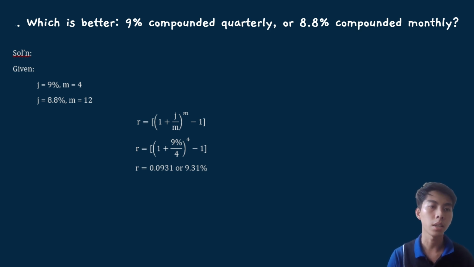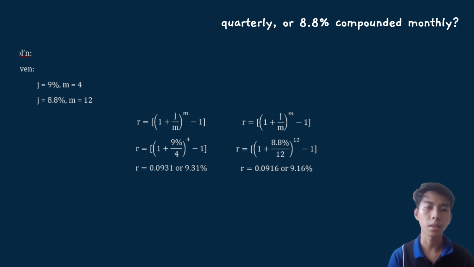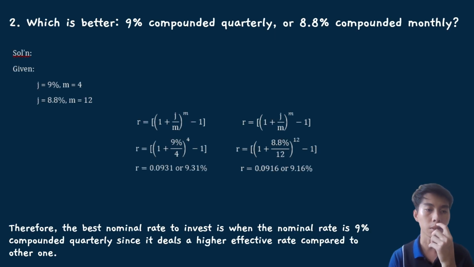So we have here when J is 8.8% nominal rate and M is 12, we get 0.0916 or 9.16%. As you can see, the better one is the highest effective rate. The highest effective rate is when the nominal rate is 9% compounded quarterly, or M is 4. Therefore, the best nominal rate to invest is 9% compounded quarterly, since it yields a higher effective rate compared to the other one.